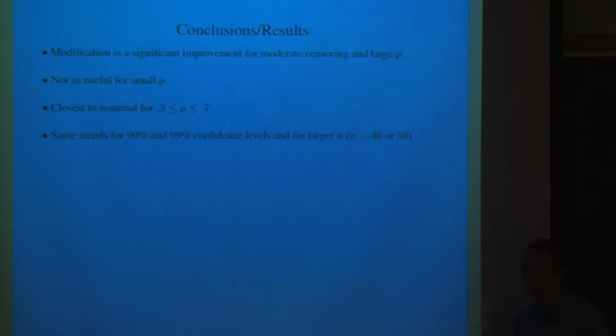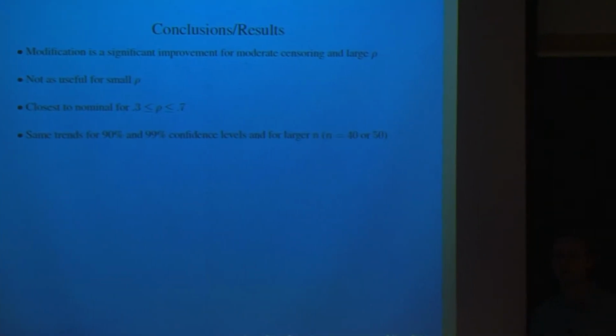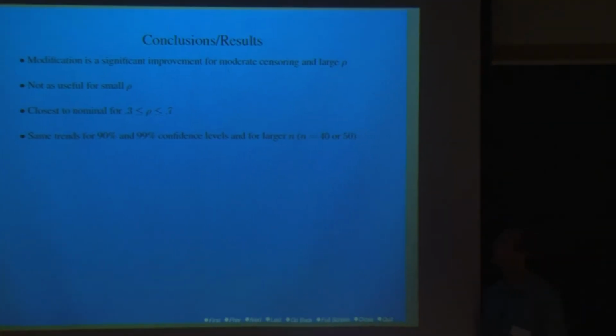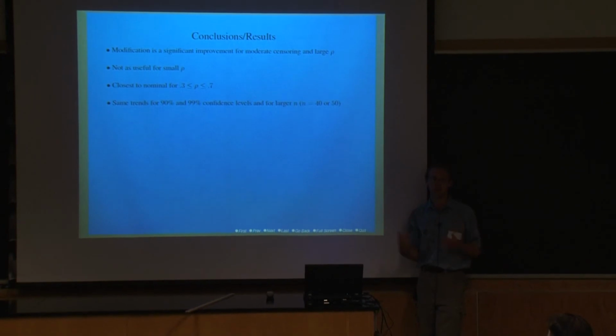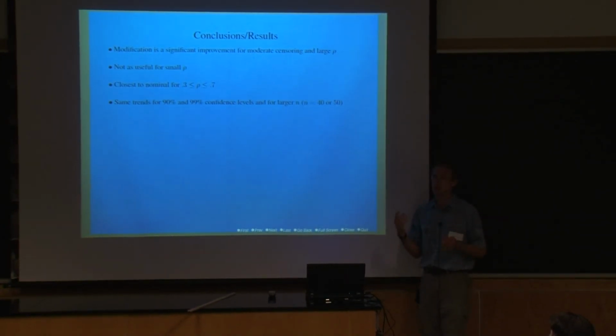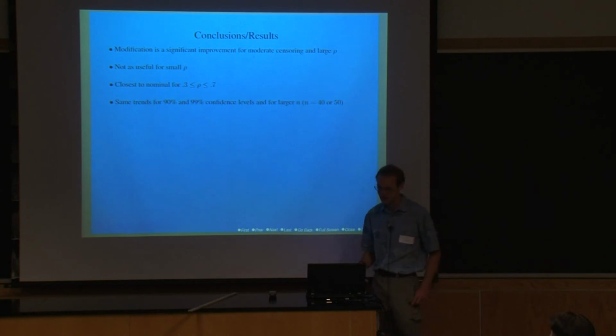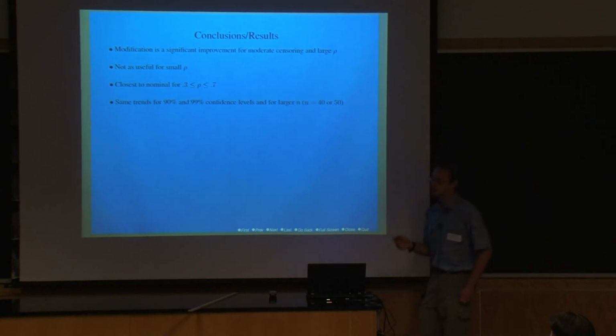So in conclusion, the modification is a significant improvement for moderate censoring and for large values of rho, but it's not as useful for smaller values of rho, and in fact, we may be better off using just the standard normal approximation suggested by Fisher's transformation in that case. And for the modification, coverage rates are closest to nominal for moderate rho, so between 0.3 and 0.7, say.